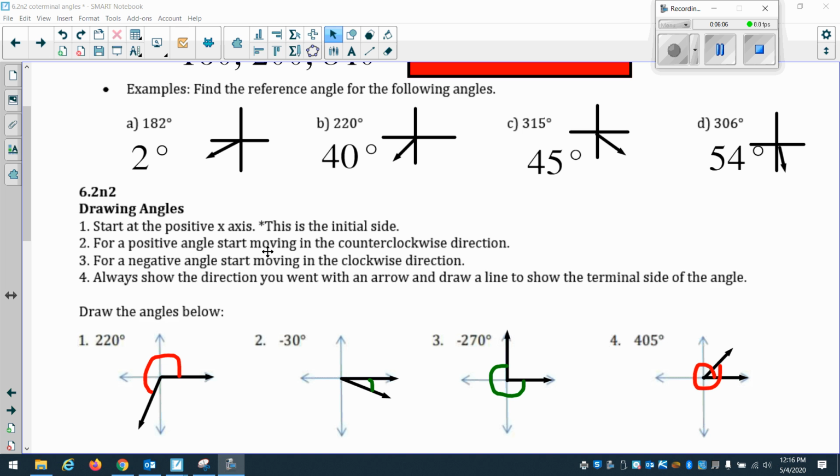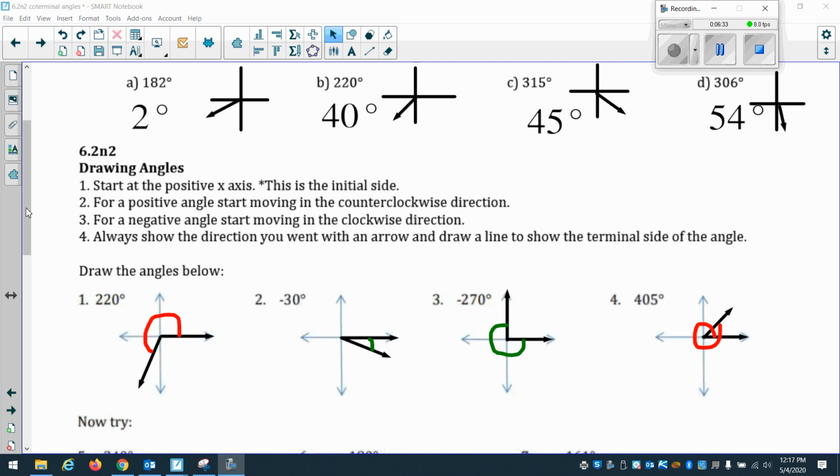Then for a positive angle, you start moving in the counterclockwise direction as we do in the unit circle. For a negative angle, you do the opposite. You move in the clockwise direction, making a negative angle. Always show the direction you went with an arrow and draw a line to show the terminal side. So this is your initial side right here, and where you end is your terminal side.